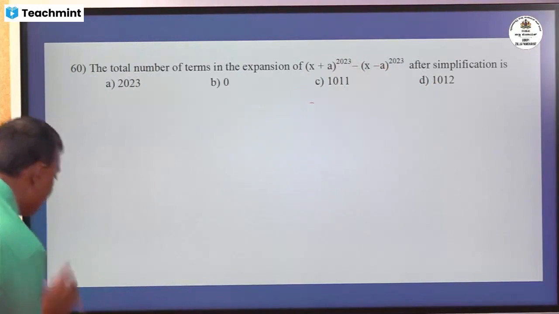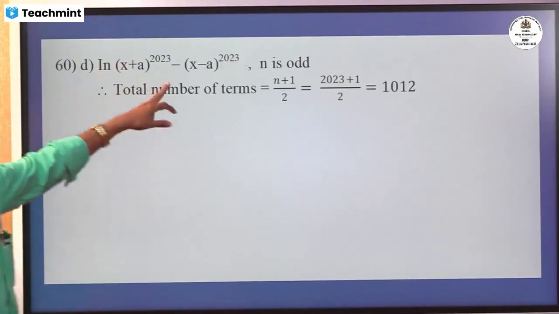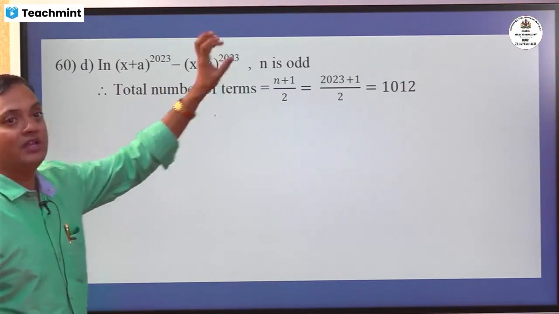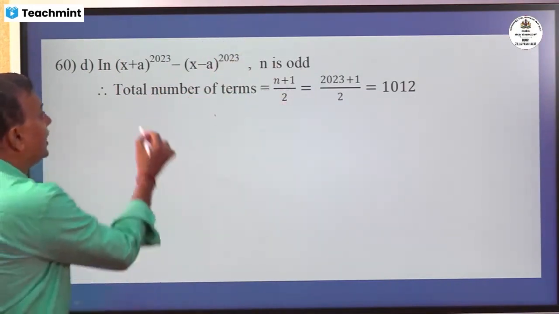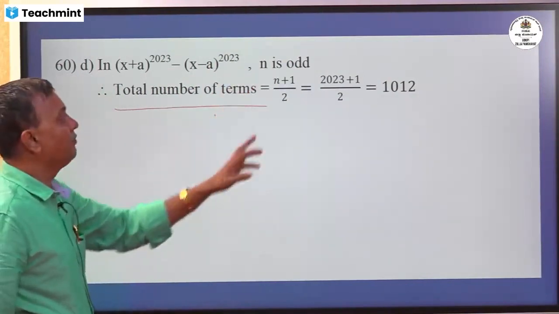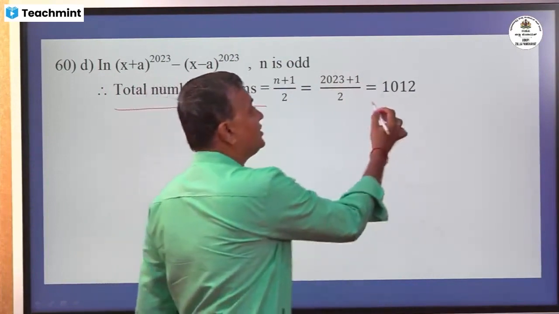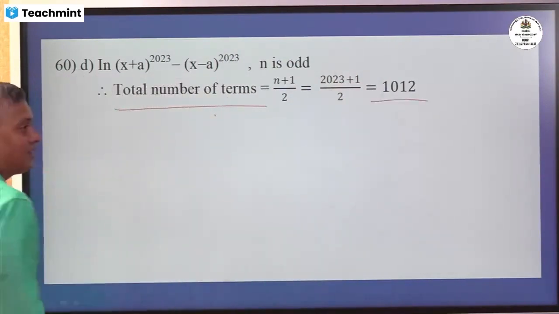So now here, x plus a whole to the power 2023 minus x minus a whole to the power 2023. Here n is odd, the total number of terms is given by the formula n plus 1 by 2, that is 2023 plus 1 by 2. So the answer is 1012. So 60th answer is D.